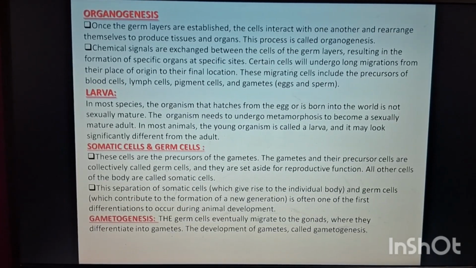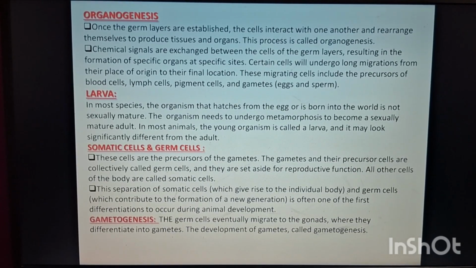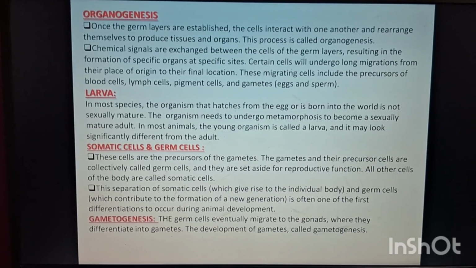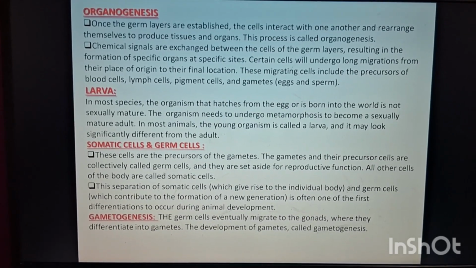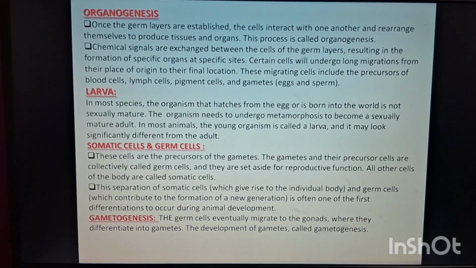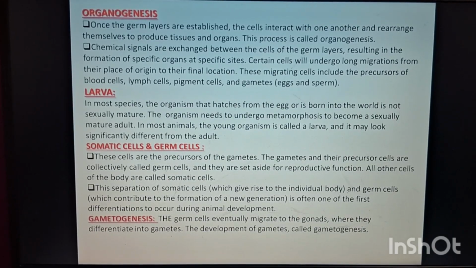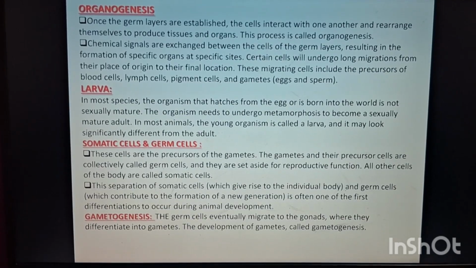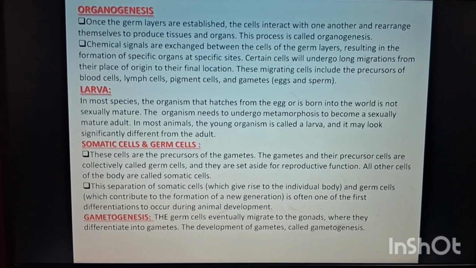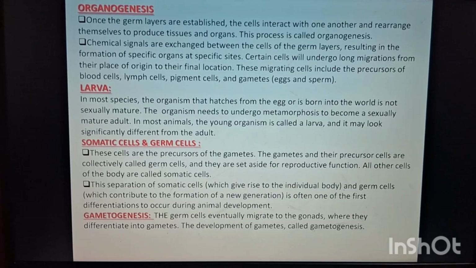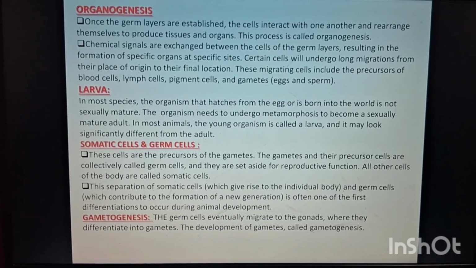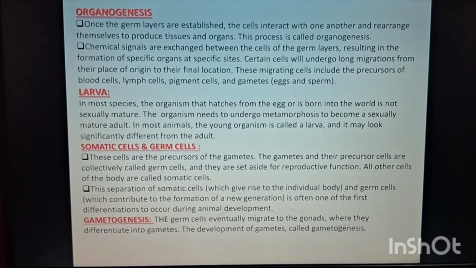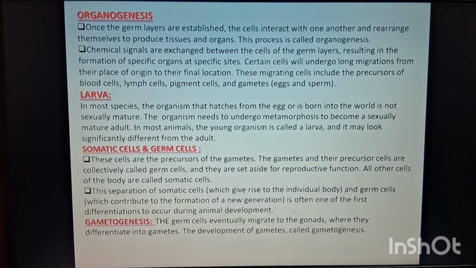Next, somatic cells and germ cells. These cells are the precursors of the gametes. The gametes and their precursor cells are collectively called germ cells, and they are set aside for reproductive function. All other cells of the body are called somatic cells. This separation of the somatic cells and germ cells is often one of the first differentiations to occur during animal development. This is the very most important part for the MCQ of GATE.